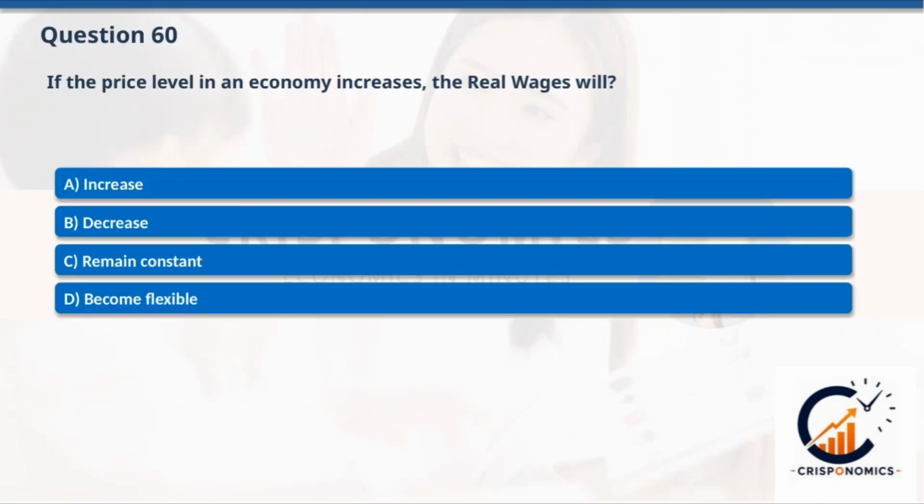Let's think about what happens to real wages when the overall price level in the economy goes up. Real wages measure what workers can actually buy with their income, after adjusting for inflation. So, if prices increase but wages stay the same, the purchasing power falls. That means real wages decrease. In other words, even if your paycheck looks unchanged, it doesn't stretch as far. This question helps us understand the relationship between inflation and workers' true earnings.